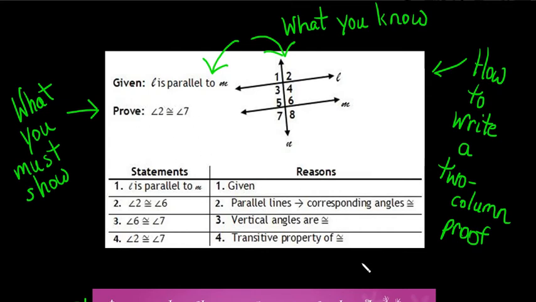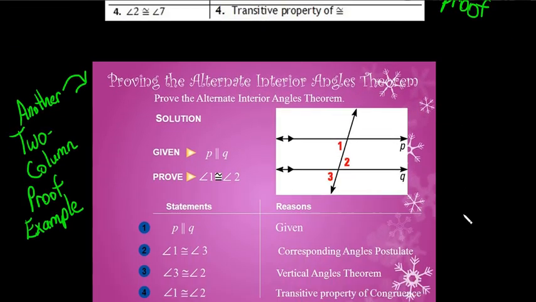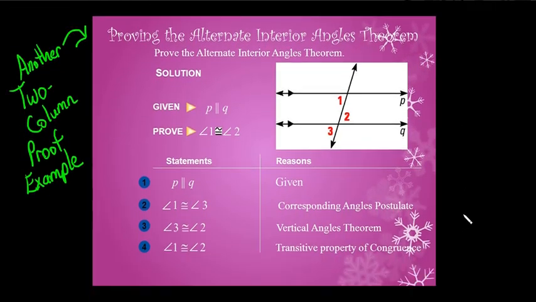This is another example of a two-column proof. This is proving the alternate interior angles theorem. You're given that line P is parallel, that's what this means right here, to line Q. You need to prove that angle 1 is congruent to angle 2. So the first thing you're always going to write is what you're told, what you're given already, in this case, that P is parallel to Q. That's given.